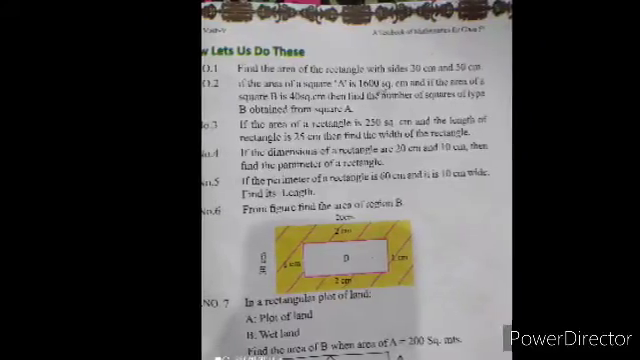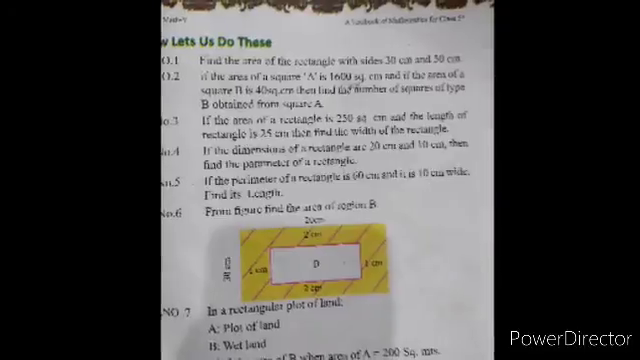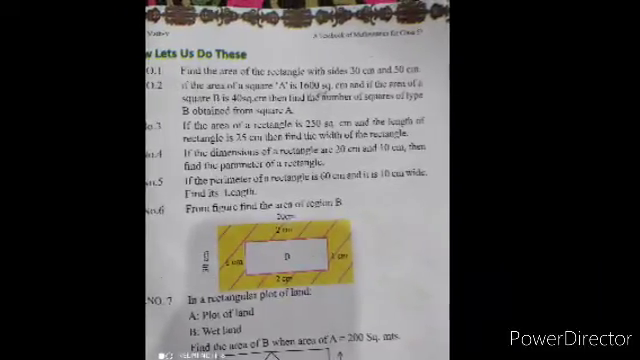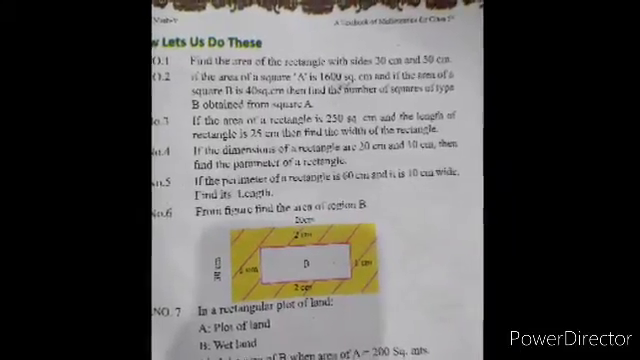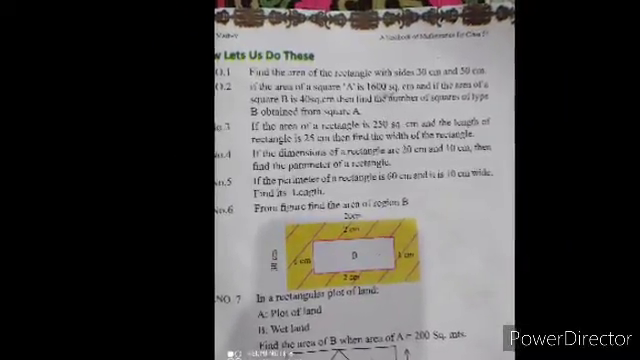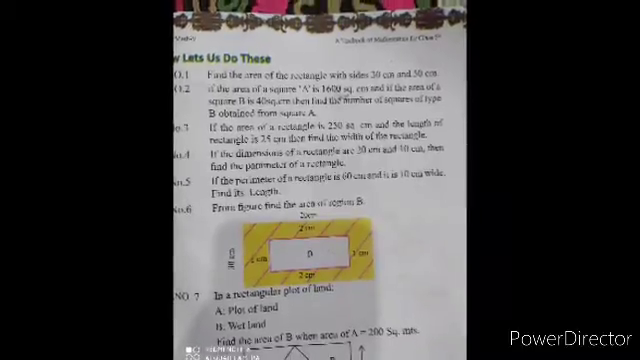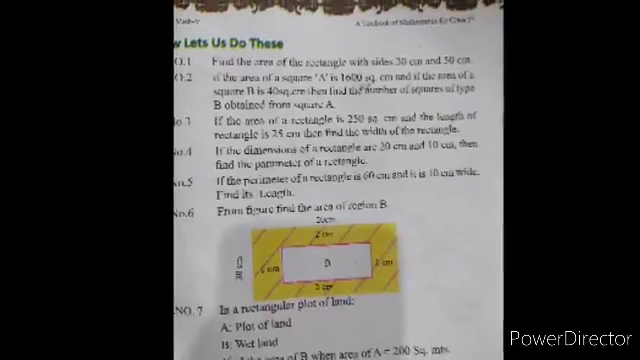is 10 centimeters. Perimeter of a rectangle is equal to 60 centimeters. Twice (length plus breadth) is equal to 60 centimeters.